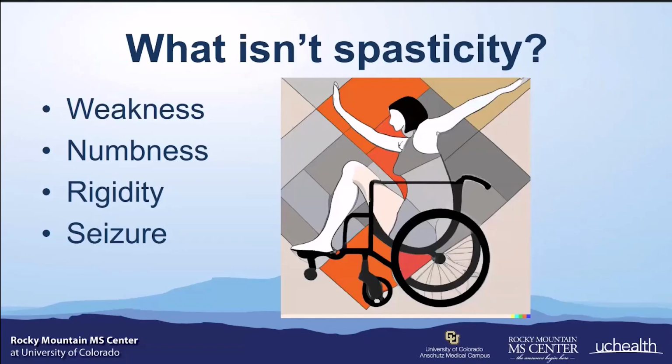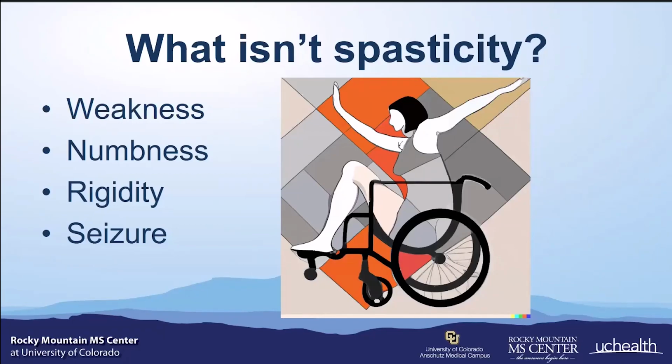So that's in a nutshell what is spasticity, but what isn't it? Here, I've listed a few things that people with MS can also get, things like weakness. That's where things can get a little tricky, because often somebody who has an upper motor neuron injury or lesion will get weak and become spastic. So you get a little bit of both.